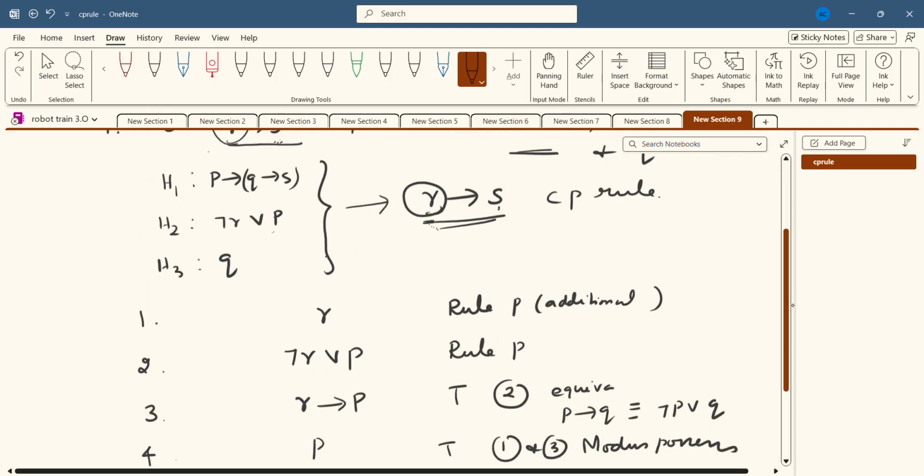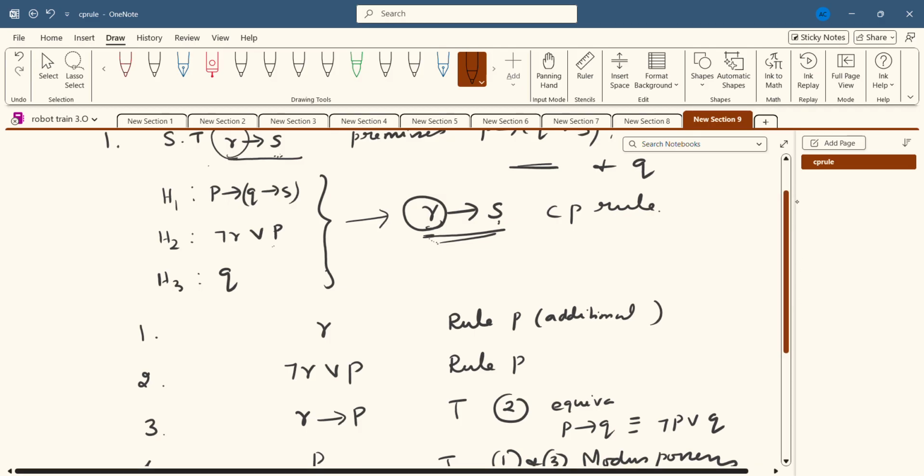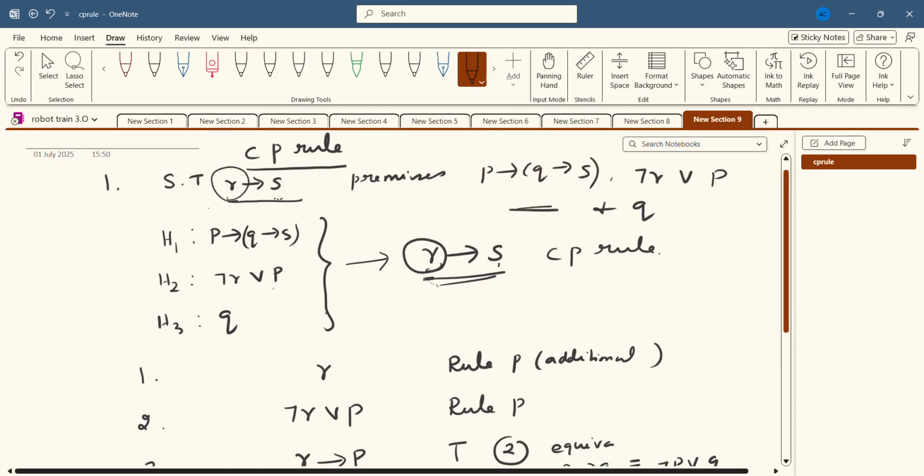You have to check whether all the premises can be introduced in the derivation. The first premise is the additional premise, because I am going to apply CP rule. CP rule means if the conclusion is of the form R conditional S, then take R as the additional premise and derive S by using the given premises and R, isn't it?